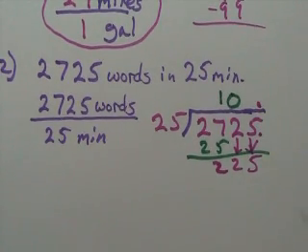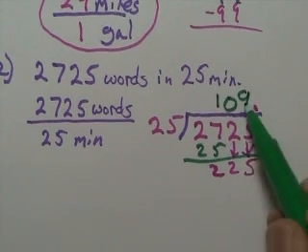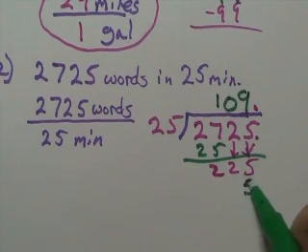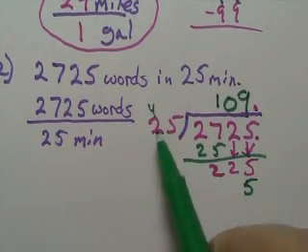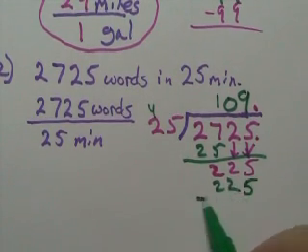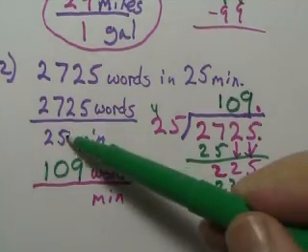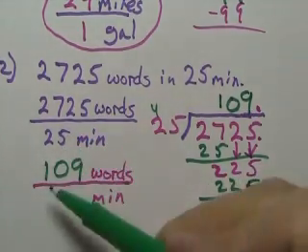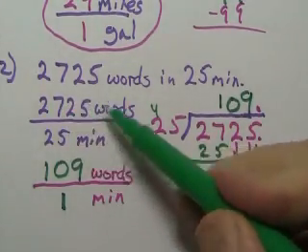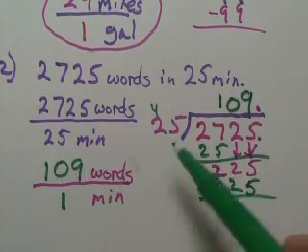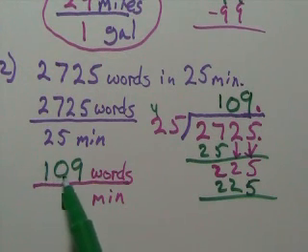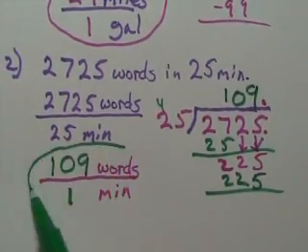The answer is 9. 9 times 5 is 45. Carry the 4. 9 times 2 is 18, 19, 20, 21, 22. See that? It works out right. So the answer is 109. So 25 goes into 25 once, and 25 goes into 2725 109 times. So that means that person typed 109 words in 1 minute. Is that a pretty fast pace? Much faster than I can do it, that's for sure.